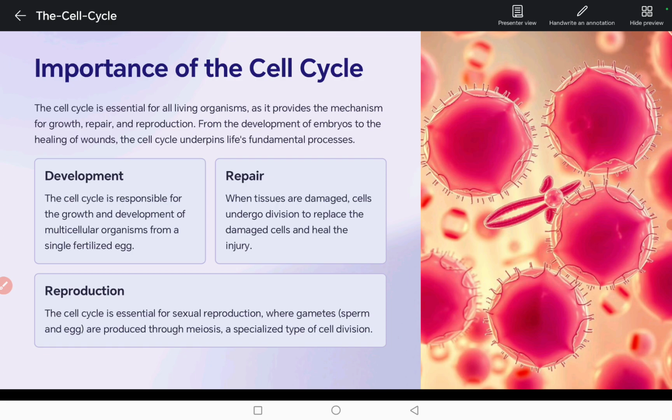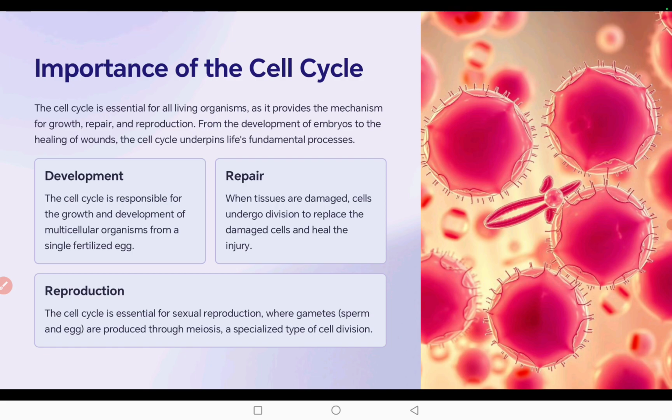Importance of cell cycle, as I told you, the cell cycle is a very important part of the cell division. The cell cycle is essential for all living organisms as it provides the mechanism for growth, repair and reproduction. सेल साइकिल के कारण ही आपका ग्रोथ होता है। It is important for the replacement.